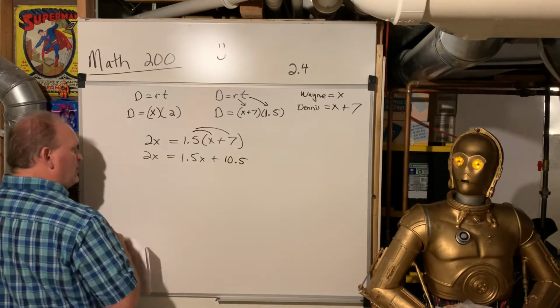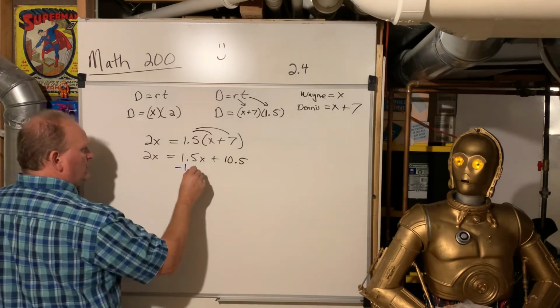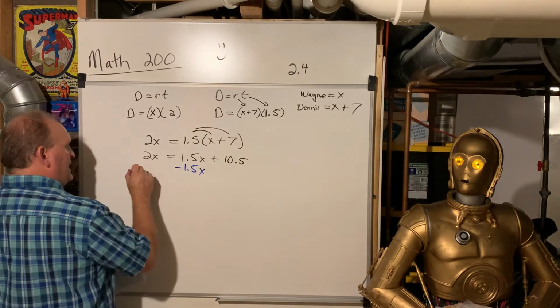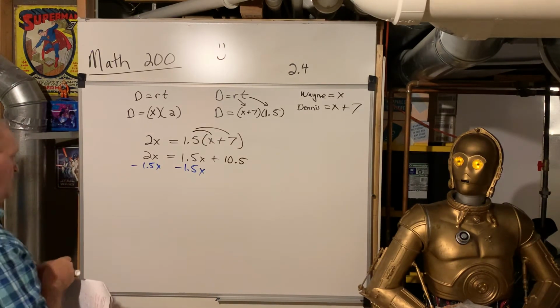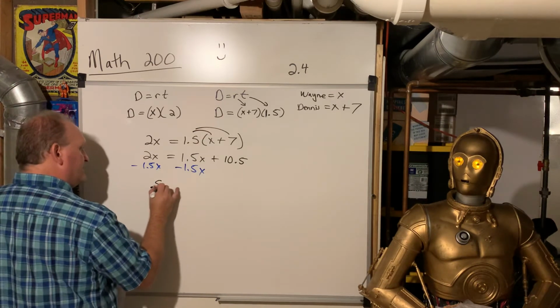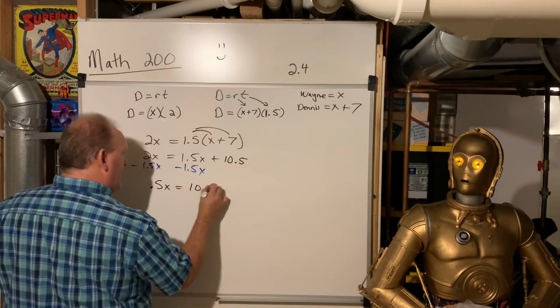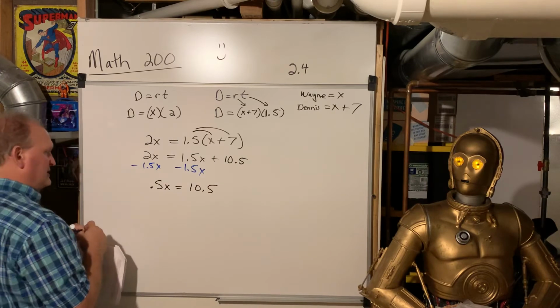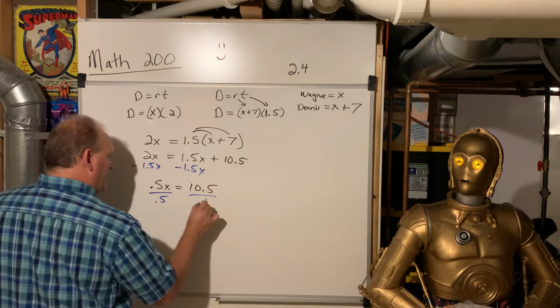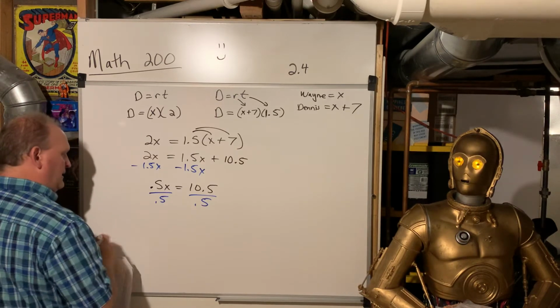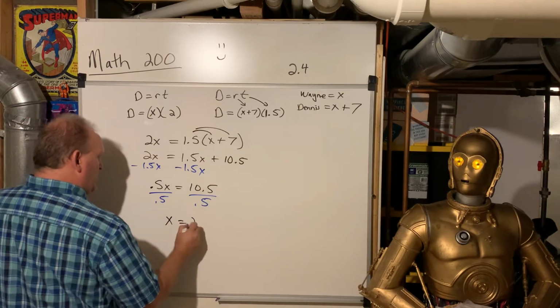Red Rover, negative 1.5x over. So we got 0.5x is equal to 10.5. I don't want 0.5x though. I want 1x. So I'll divide both sides by 0.5. And x is equal to 21.